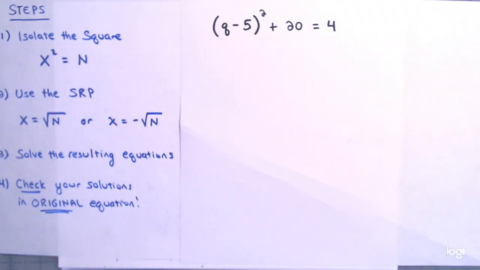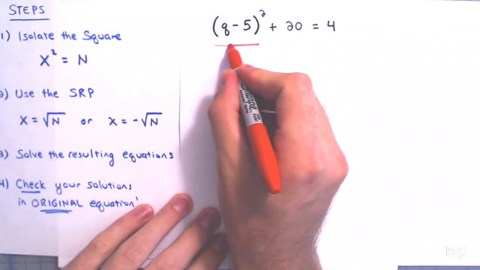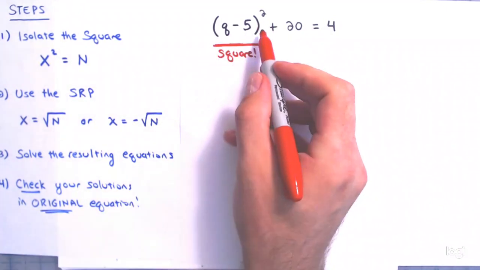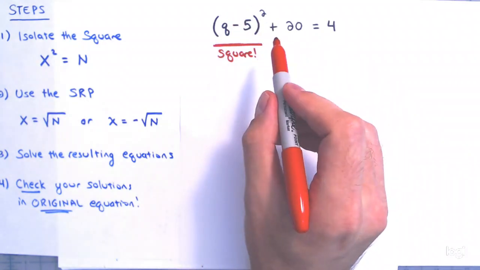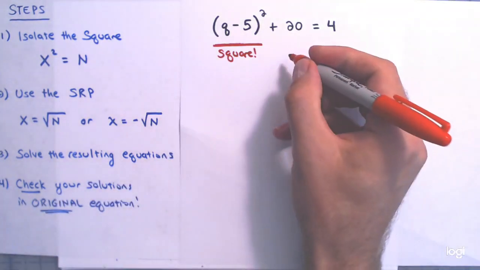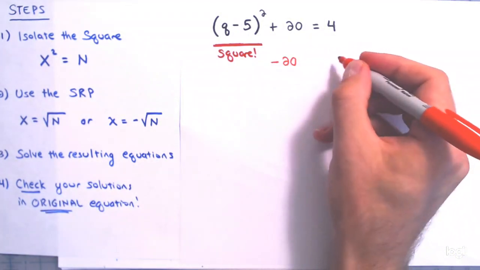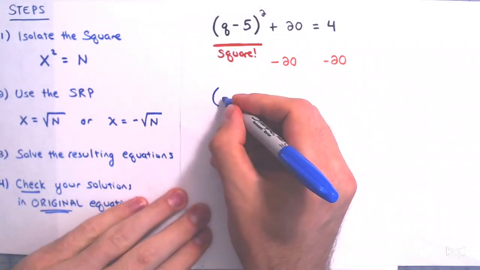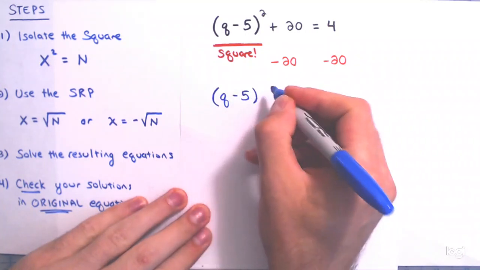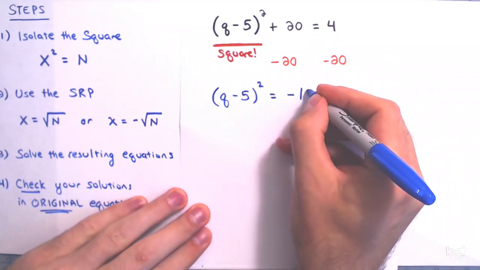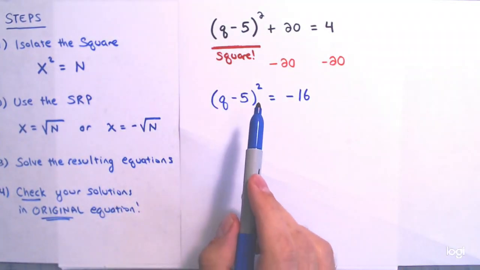But first things first, I have to isolate the square. The square this time, I'll just underline it instead of putting it in a whole box. That's the square right there, this quantity q minus 5 squared. Notice there is something else with it over here. It's not alone. It's got the plus 20. So in order to get rid of that, I would subtract 20 from both sides, leaving me with the quantity q minus 5 squared on the left equals, and then 4 minus 20 is negative 16 on the right.